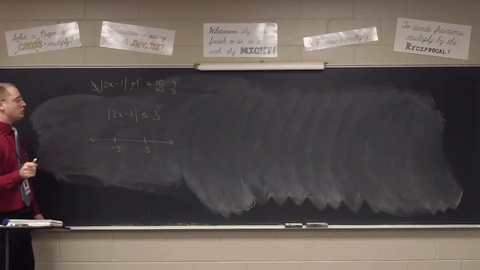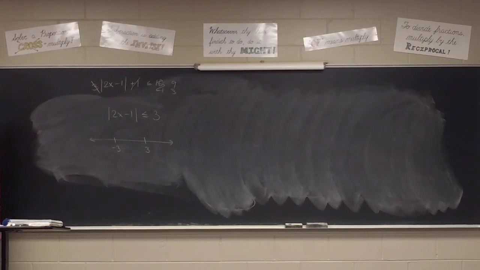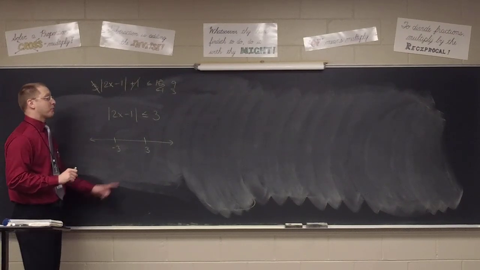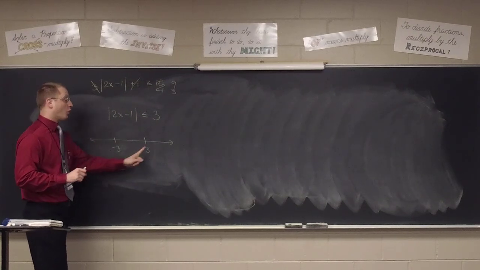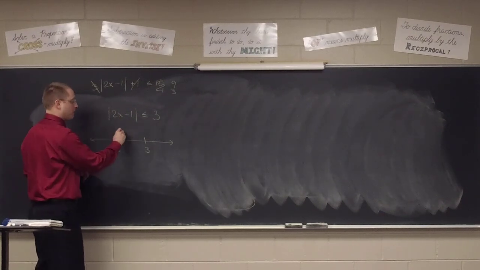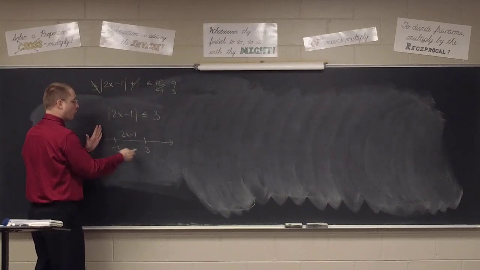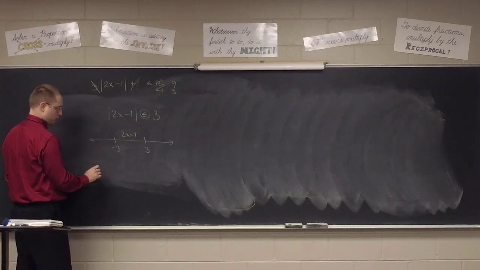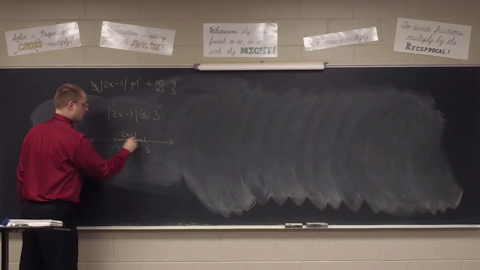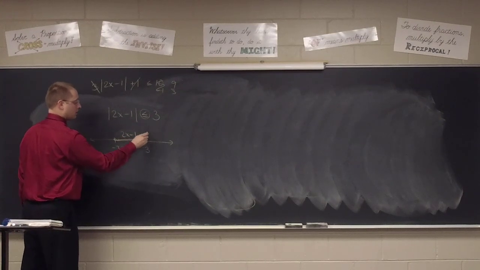And what do I do with the 2x minus 1 bracket? I put it on the inside this time because it is a less than, which means I'm going to get all 1 range. I'm not going to get 2 separate. How do I write the all 1 range, Maddie? How do I write this?